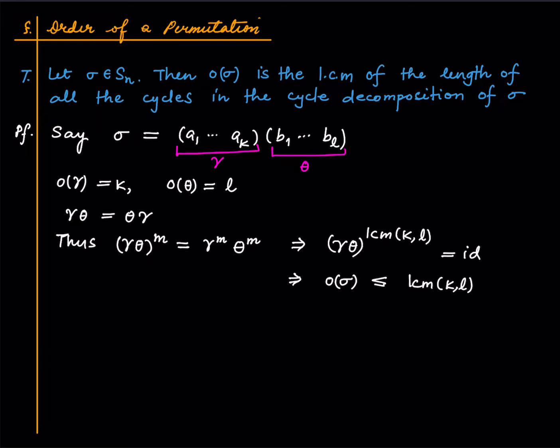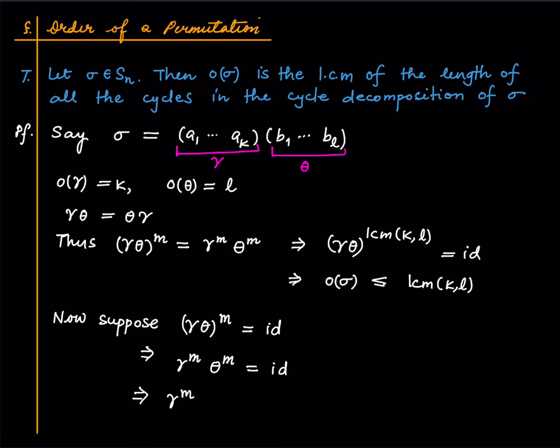Now suppose gamma theta to the power m is identity. Then gamma to the m and theta to the m is also identity. And the interesting maneuver is that this implies gamma to the m is identity and theta to the m is identity. So why is that?